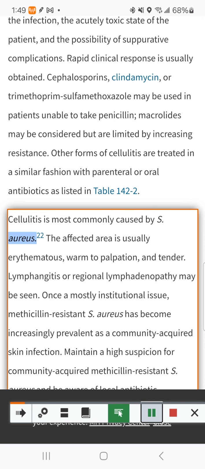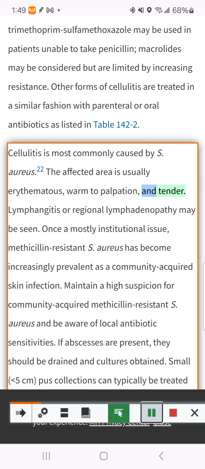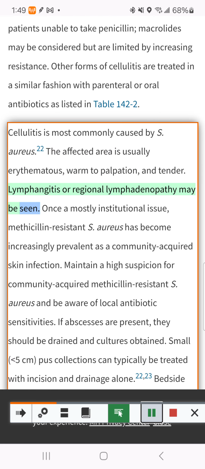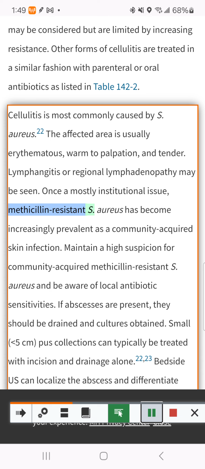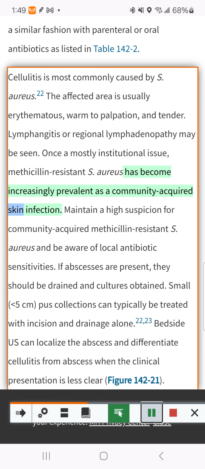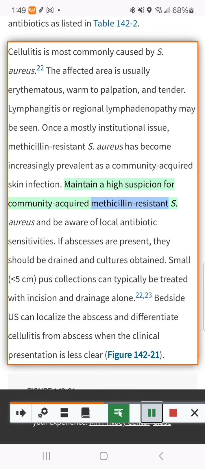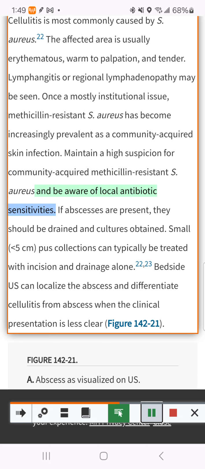Cellulitis is most commonly caused by S. aureus. The affected area is usually erythematous, warm to palpation, and tender. Lymphangitis or regional lymphadenopathy may be seen. Once a mostly institutional issue, methicillin-resistant S. aureus has become increasingly prevalent as a community-acquired skin infection. Maintain a high suspicion for community-acquired methicillin-resistant S. aureus and be aware of local antibiotic sensitivities.